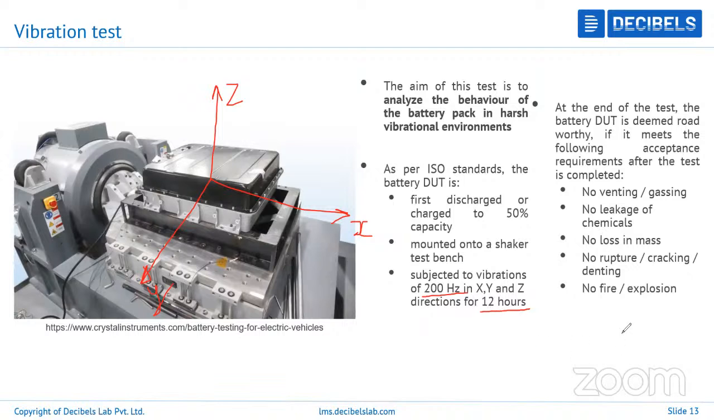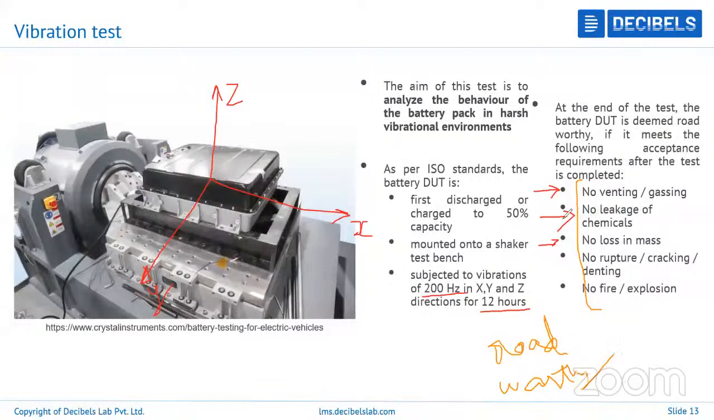Okay, so again, same thing. If there is no venting, no leakage, no gassing, no loss of chemicals, no loss in mass, no cracking, no denting, no physical damage, and no explosion, if none of these are noticed, then again the cell or the entire battery pack is roadworthy. Okay, so it will undergo this acceptance test. It is roadworthy.